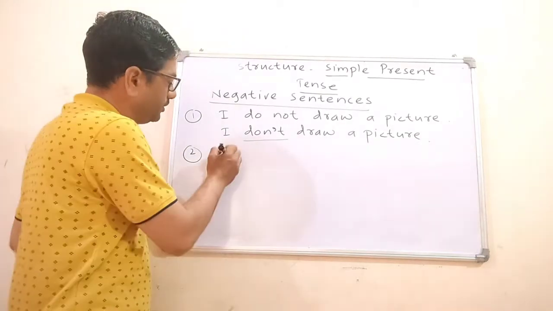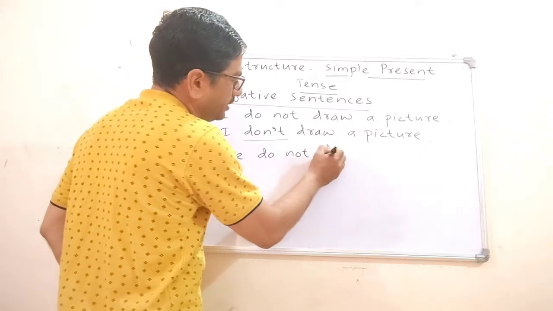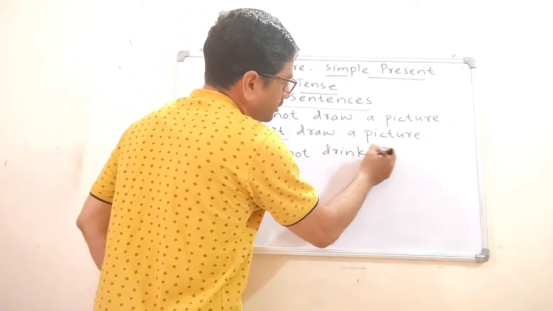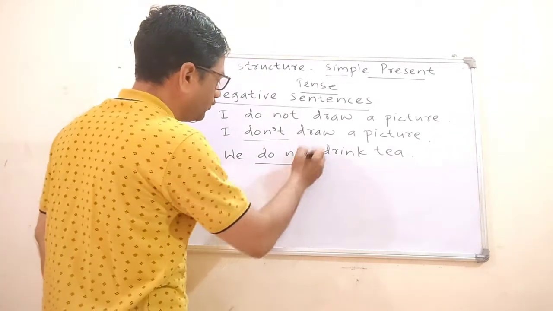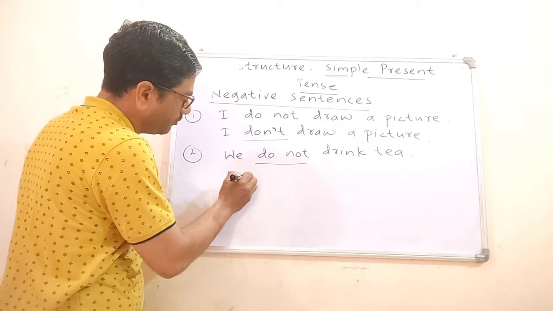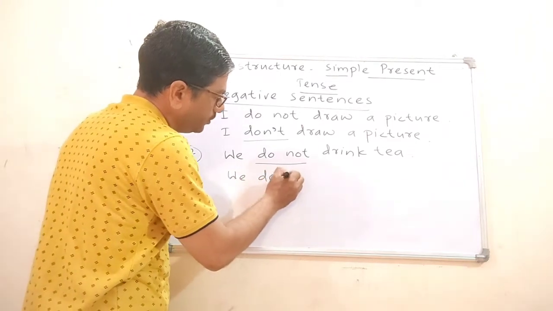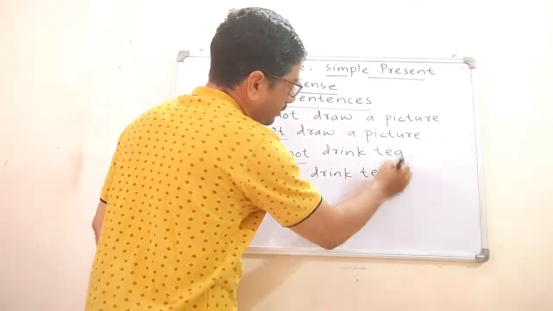We do not drink tea. The short form of do not is don't. We don't drink tea.